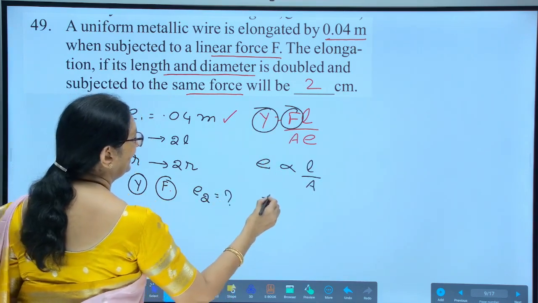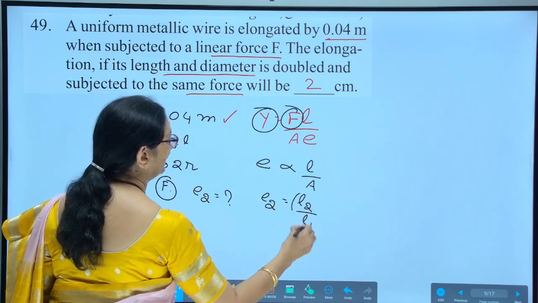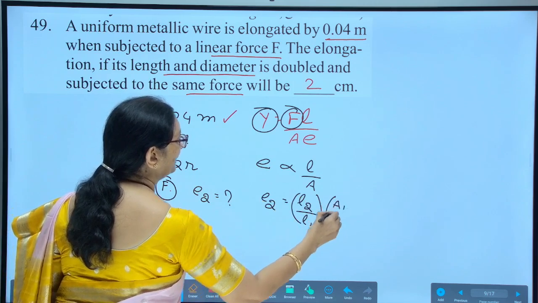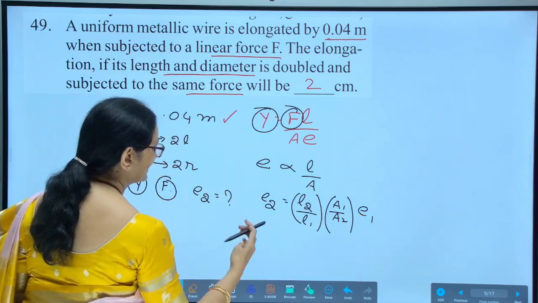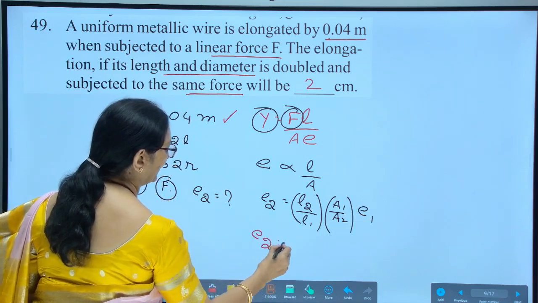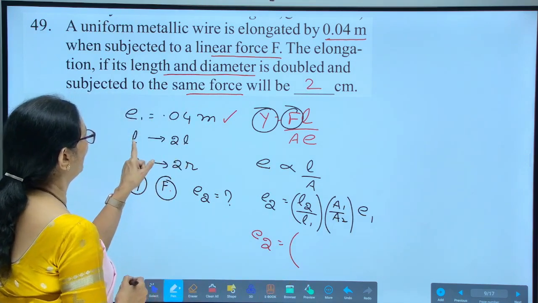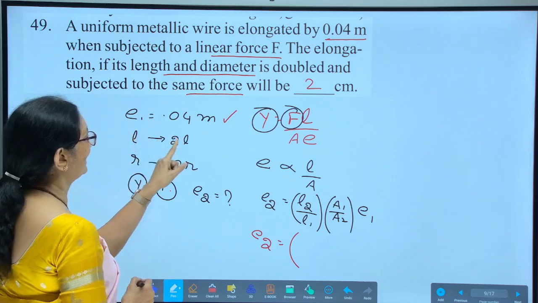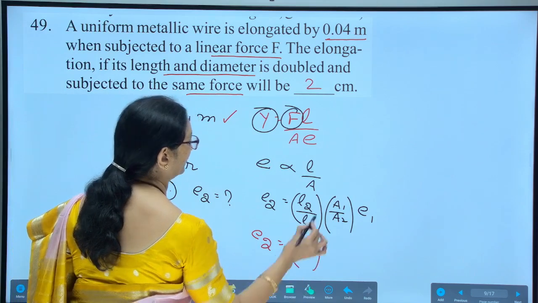So E2 is equal to L2 by L1 times A1 by A2 into E1. See here, E2 is equal to L2 by L1. L1, the length, is changed to 2L, doubled. So L2 by L1 is 2.